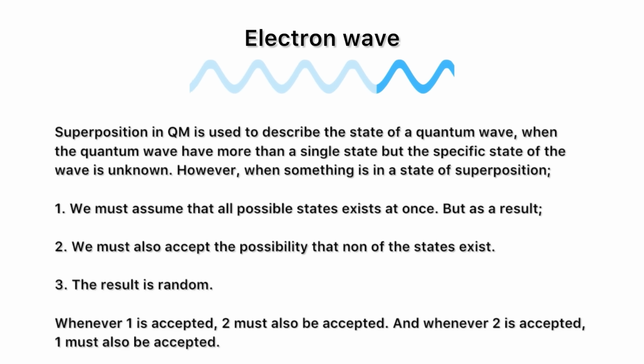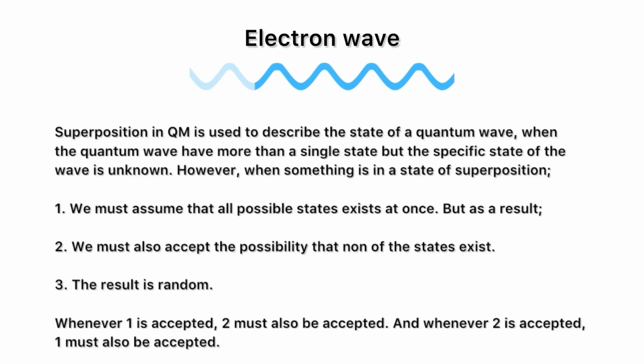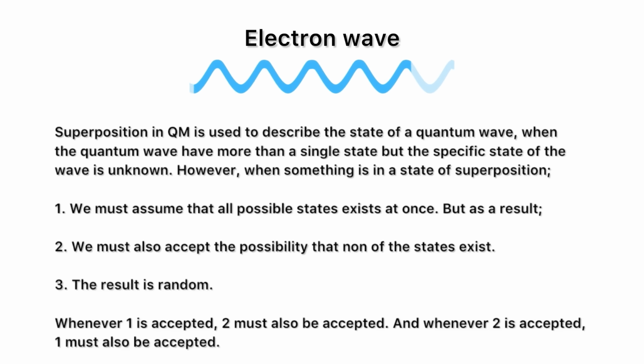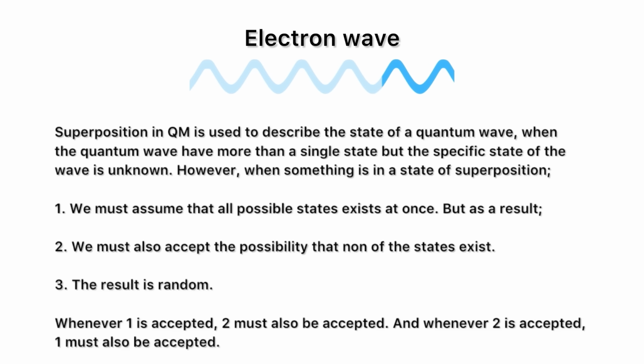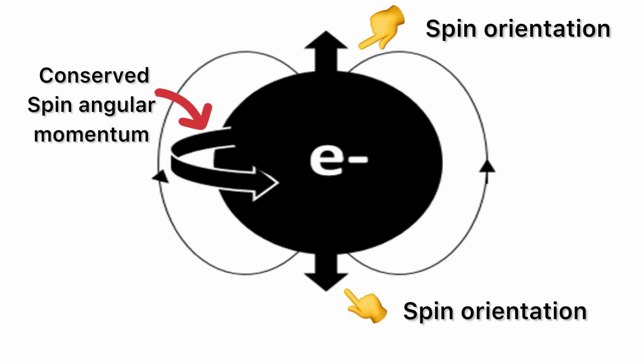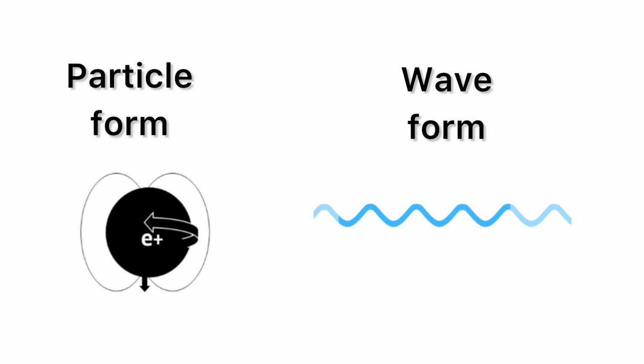Spin orientation, on the other hand, is subject to the theory of superposition. Meaning, number 1, number 2, and number 3 are true for the spin orientation of an electron wave. This is how I know there is a difference between spin angular momentum and spin orientation. In summary, spin angular momentum is conserved, spin orientation is not. Spin angular momentum exists in all quantum forms, spin orientation only exists in the particle form of a quantum object.